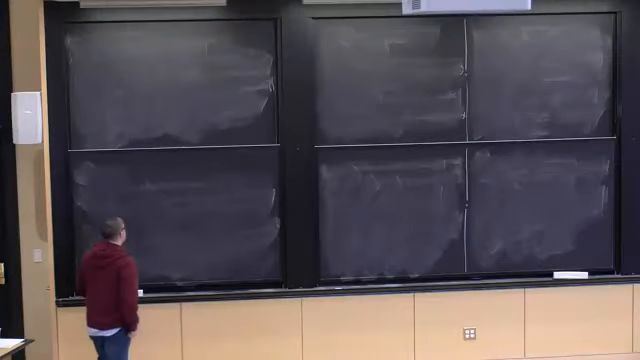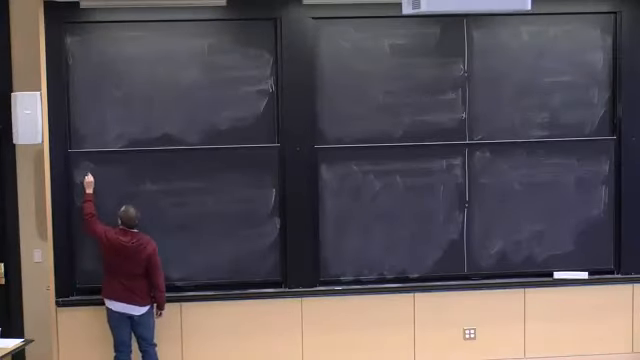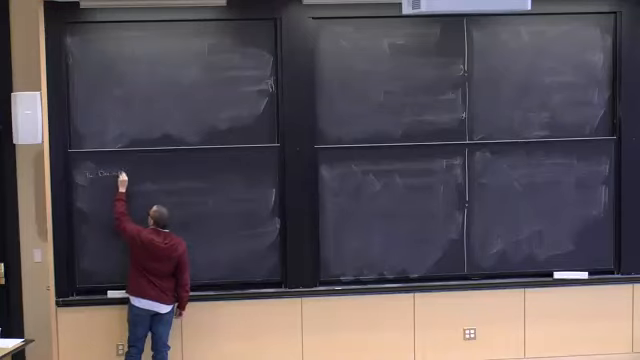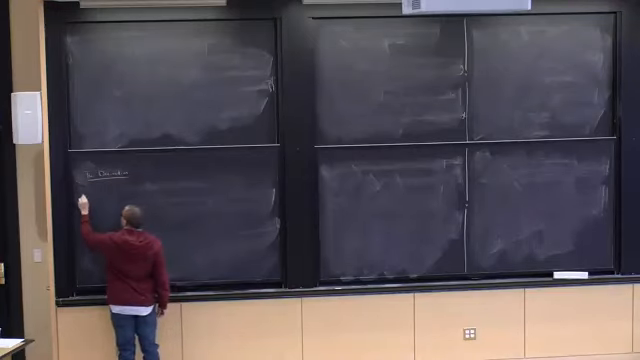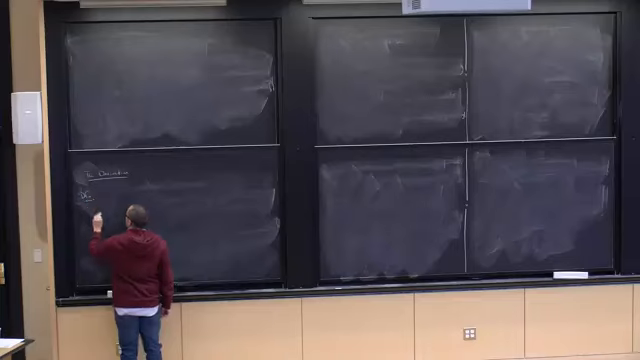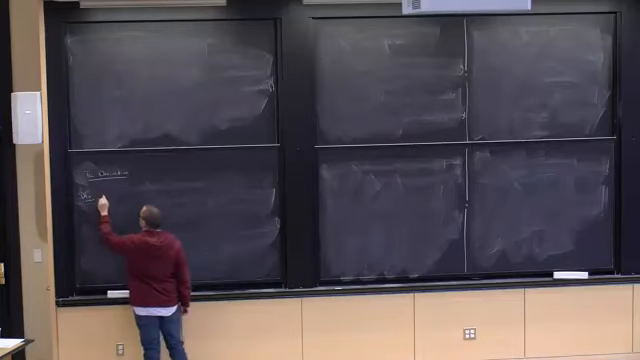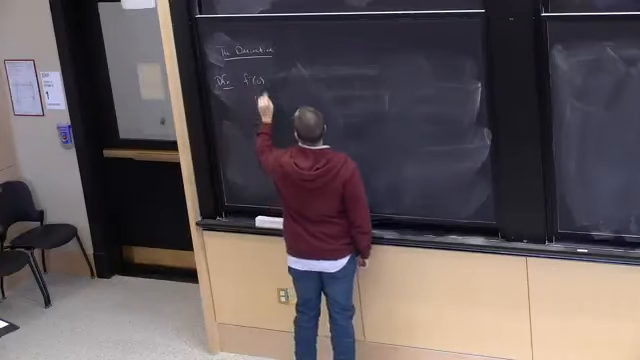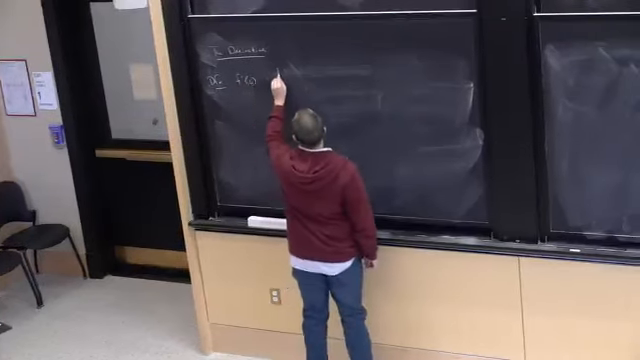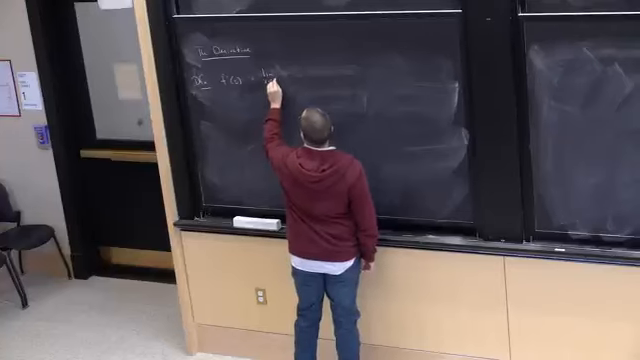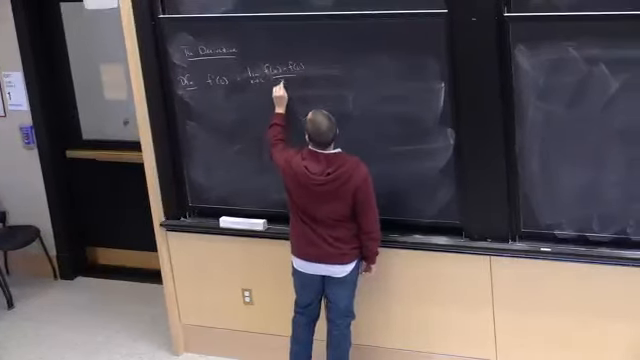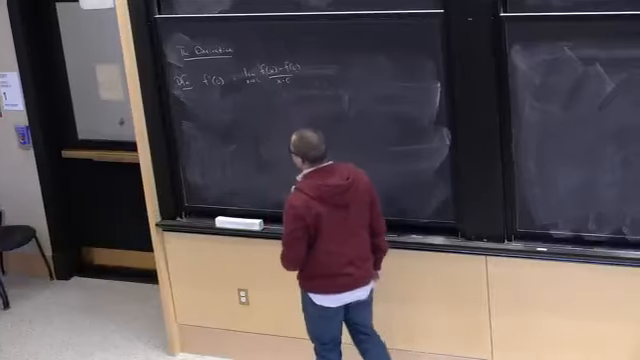So let's continue with our discussion of the derivative. Let me recall that the derivative of a function, if it exists, which we denote by f prime of c, this is the limit as x goes to c of f of x minus f of c over x minus c.